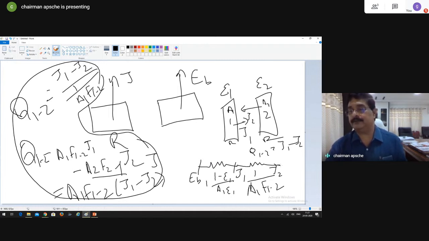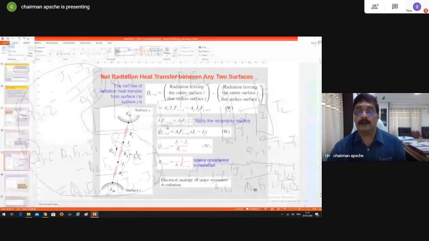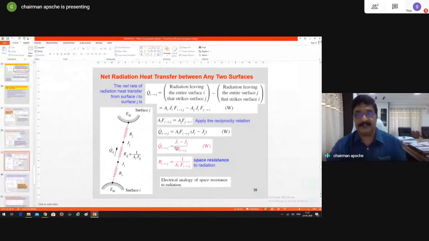Similarly, on J2, the second surface also has a resistance. Had it been at a temperature T2, it would be emitting EB2. But since it's a real surface, it is not EB2 that is coming out of it; there is a resistance of 1 minus epsilon 2 divided by A2 epsilon 2. So, very precisely, this is how you can draw resistances for radiation.